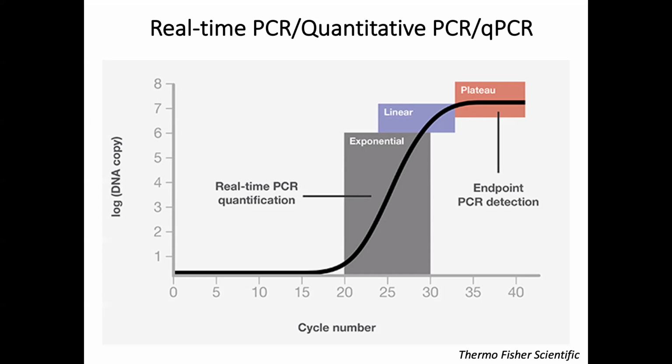So for a traditional PCR, we usually collect the PCR product at the end point, when the maximum amount of PCR product has been amplified. So that's in the plateau stage, right? However, this cannot detect the amount of DNA existing in the original samples, because every single sample will reach the plateau at the end point.